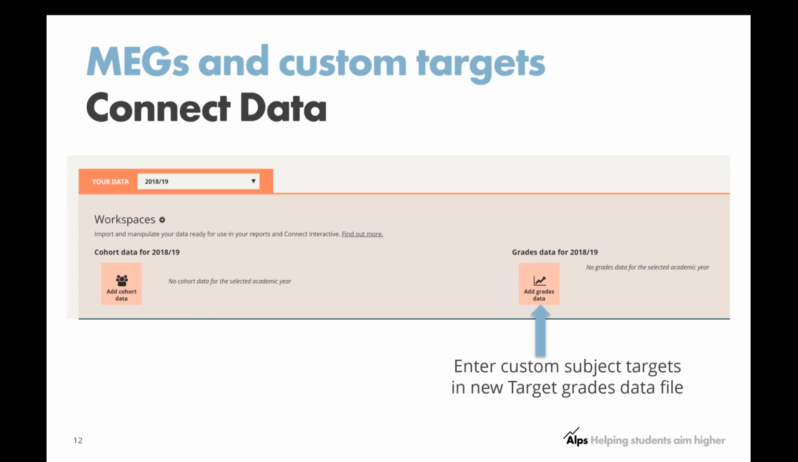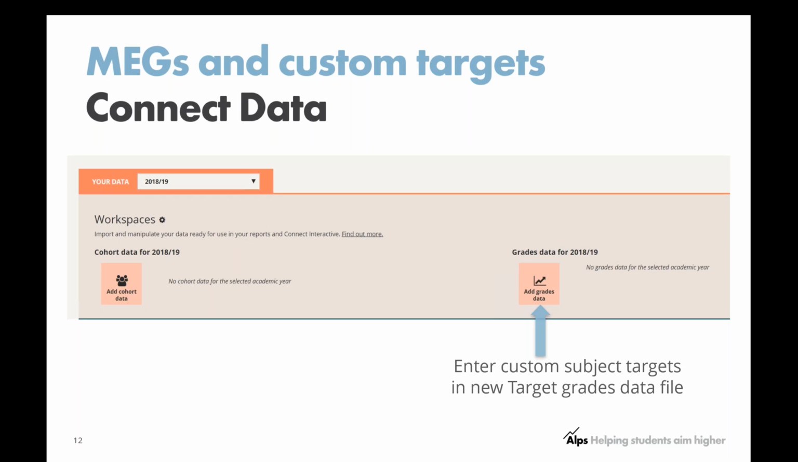So then you are going to enter custom targets into a new target grades file. So when you click on that add grades data, it's going to offer you the option of doing it in target setting mode. And you've got the option to input your custom targets there. Now, what I mean by custom targets are those targets that you've just generated according to your unique thermometer or any other way that you currently do target setting.